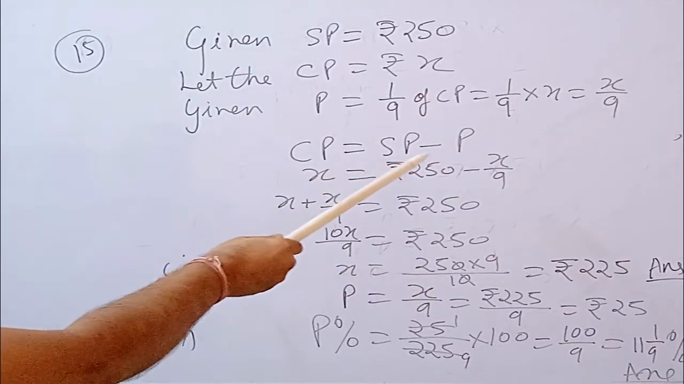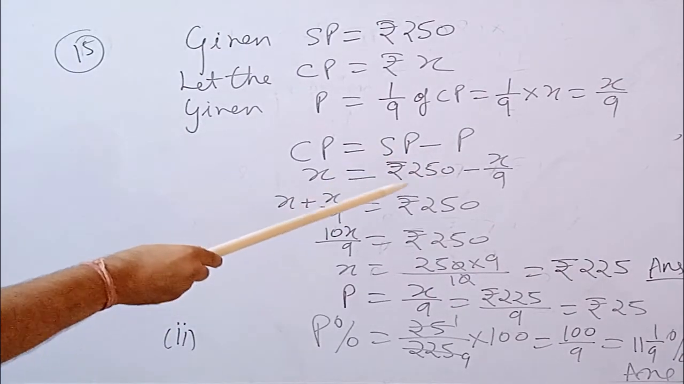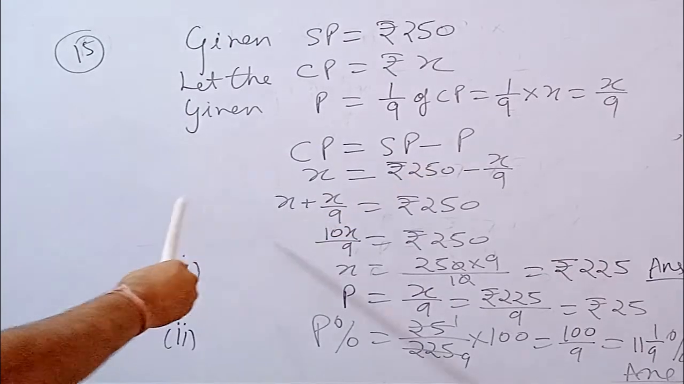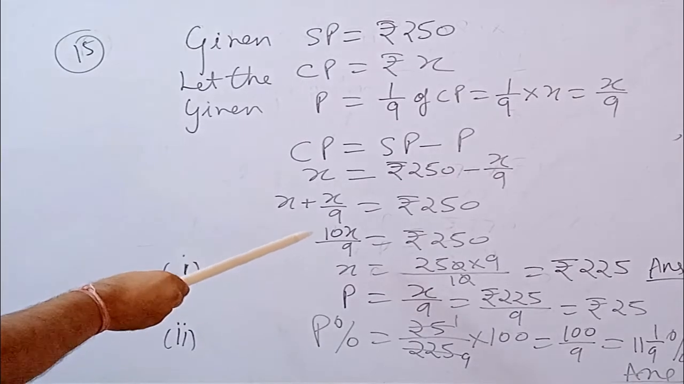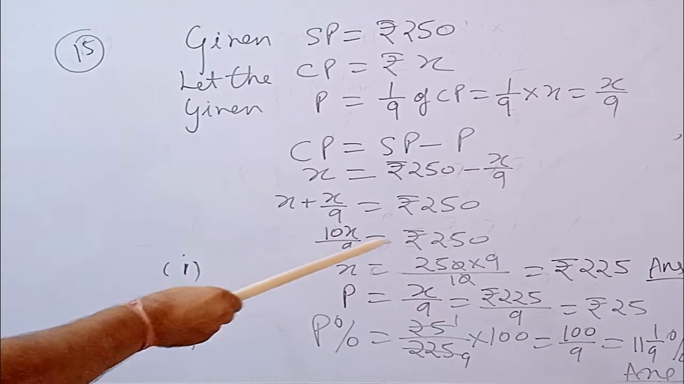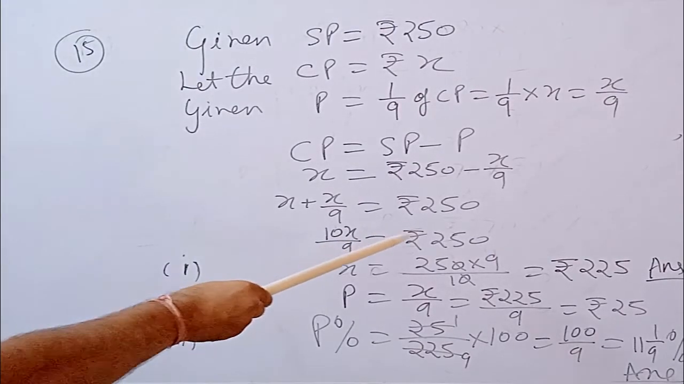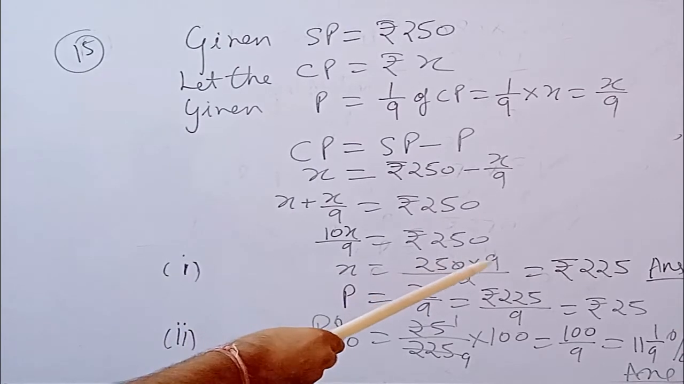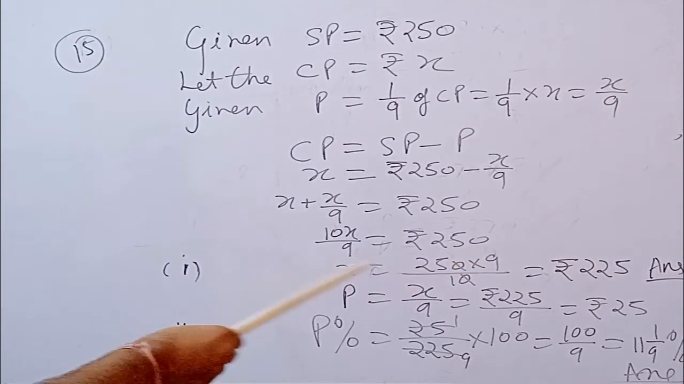Now we know CP equals SP minus profit, that is X equals rupees 250 minus X upon 9. Taking X upon 9 from right to left, it becomes X plus X upon 9, which gives 10X upon 9 equals rupees 250. So X equals 250 multiplied by 9, with 10 in the denominator, and we get rupees 225. By this calculation, we get rupees 225 as the cost price.